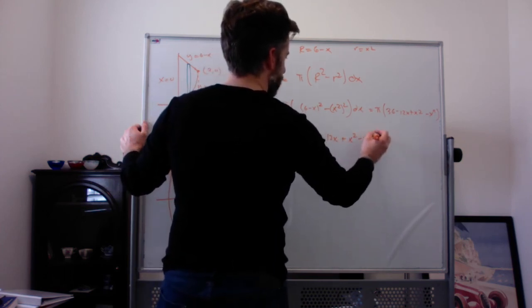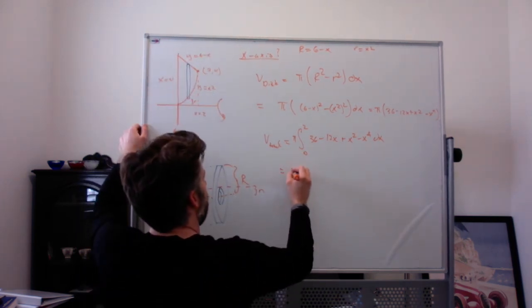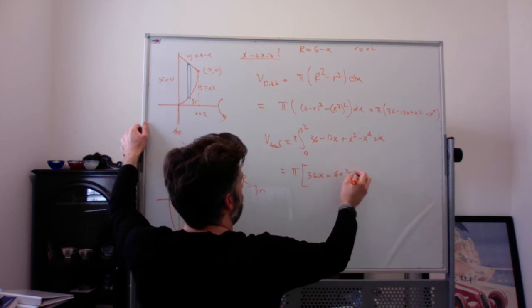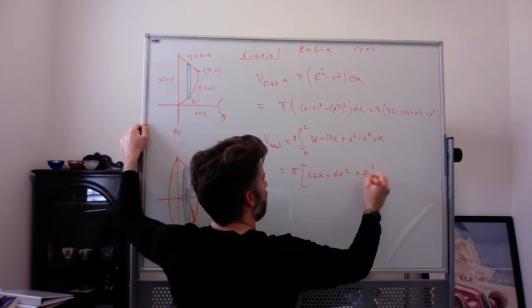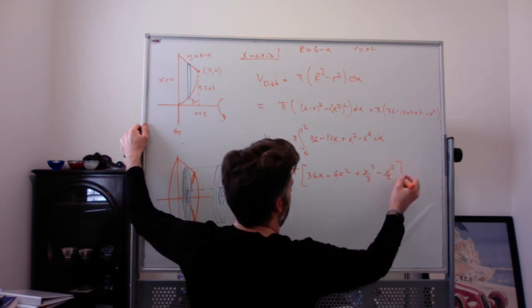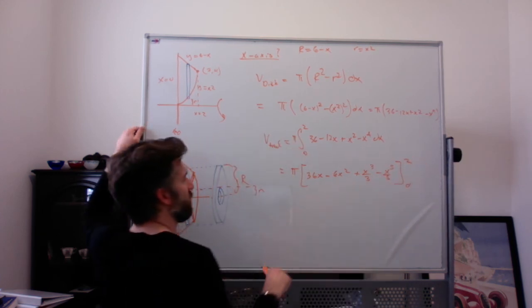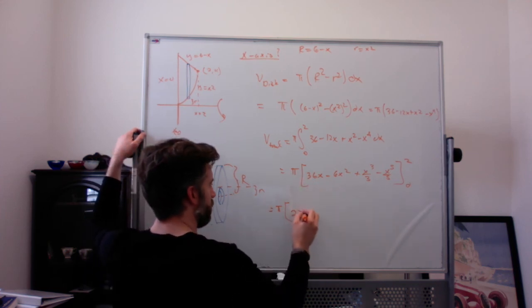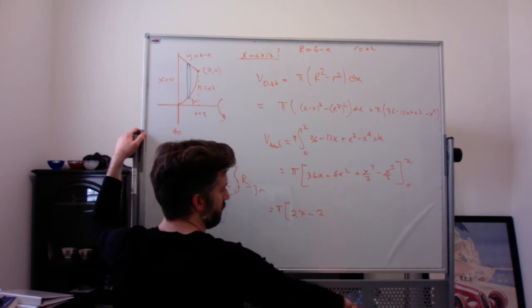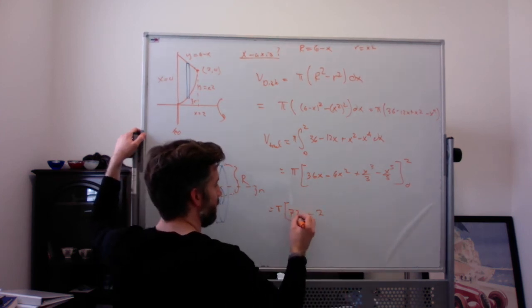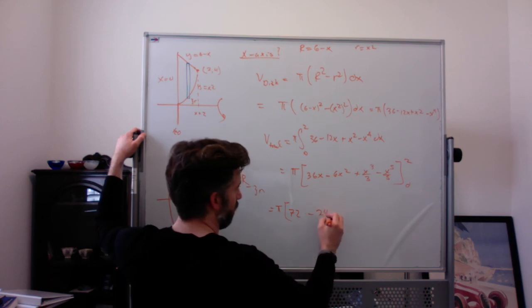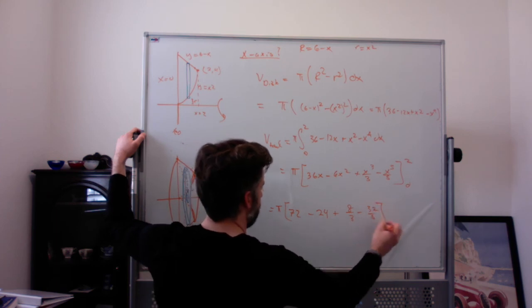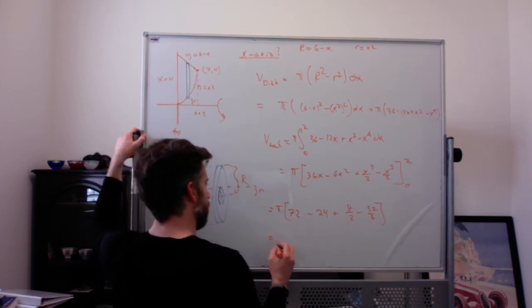It's not going to be pretty. So we end up with, let's see, pi times all of 36x minus 12x squared over 2 is 6x squared plus x cubed over 3 minus x to the 5th over 5. Ugh. From 0 to 2. The good news is when we plug in 0, we get 0. So we just plug in 2, and we get pi times 36 times 2 is 72. 6 times 2 squared is 6 times 4, which is 24. 8 over 3, I get 32 over 5. 72 minus 24 is 48.